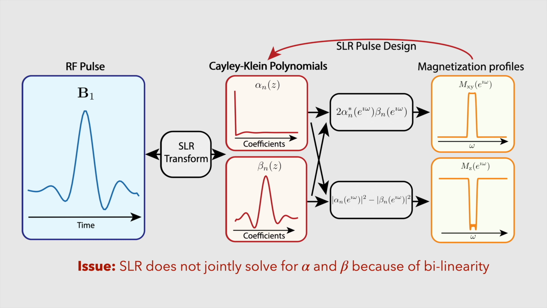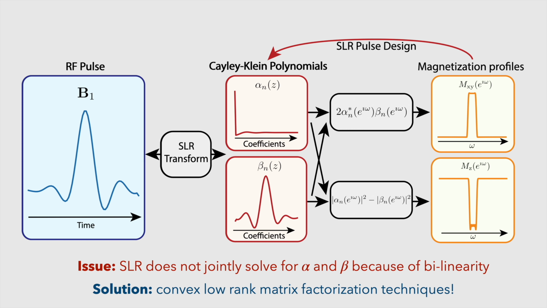But the issue is solving a bilinear problem back then was quite difficult. So the original SLR algorithm did not jointly solve for the polynomials. Now it turns out recent development in convex low-rank matrix factorization techniques has enabled us to tackle these problems.